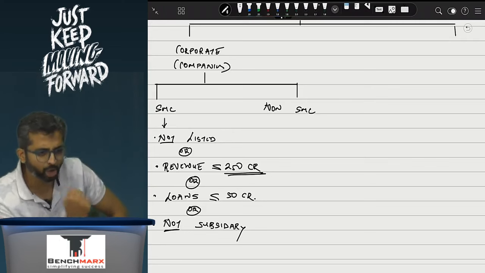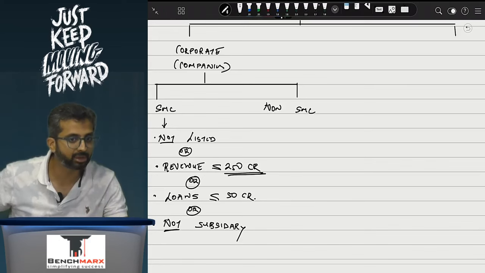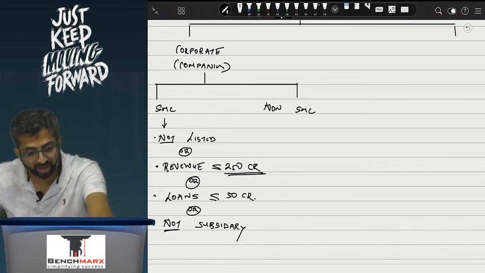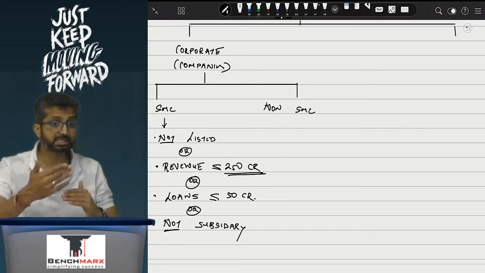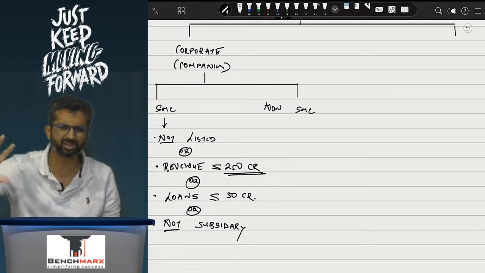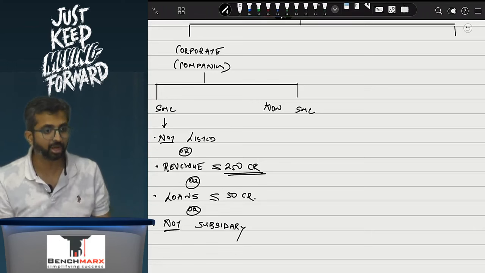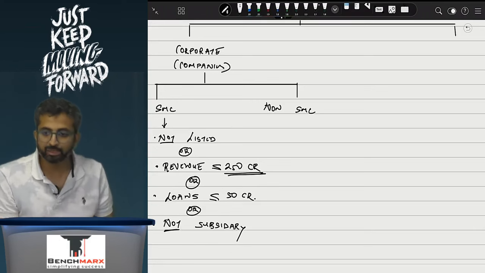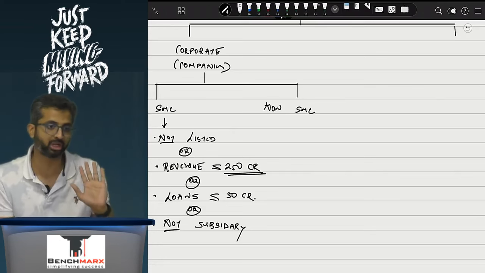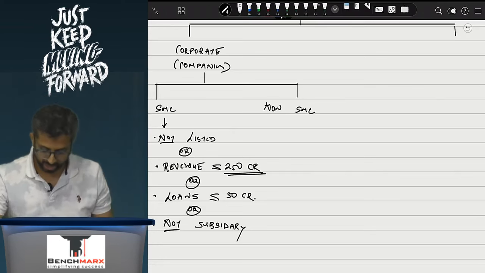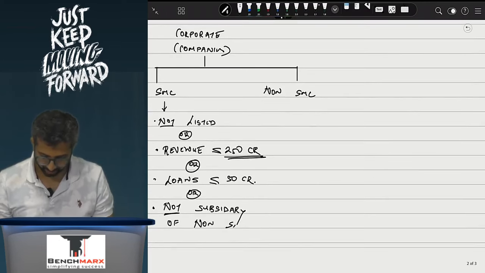You might be a small corporation, but who is your parent? Tata Steel Limited. Now Tata Steel is not an SMC. Tata Steel is a listed company. You are a subsidiary of Tata Steel. Yes, but I am an SMC, my turnover is less than 250 crores. Is a subsidiary a separate legal entity? Do you understand subsidiary? Is a subsidiary a separate legal entity? Is a parent a separate legal entity? Yes. However, if you are the child, the baby of Tata Steel, which by the way is not an SMC, then you are also not an SMC. Are we clear with this? So over here, not a subsidiary of a non-SMC.